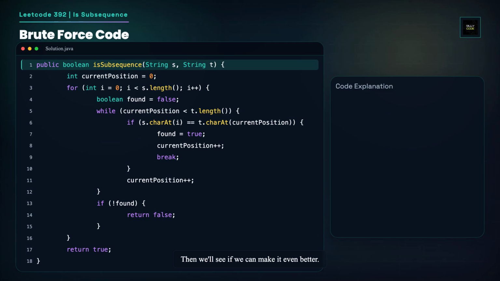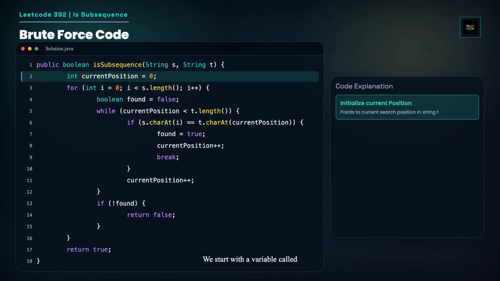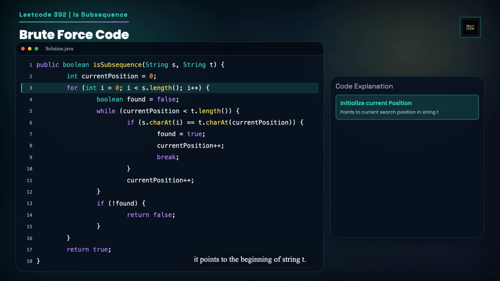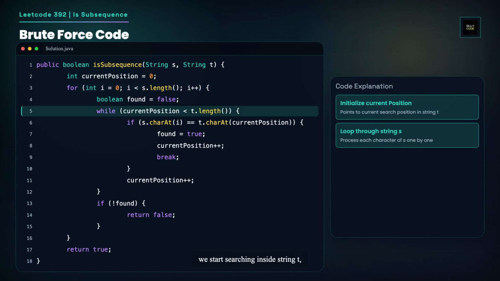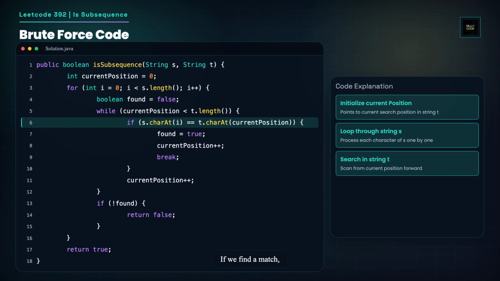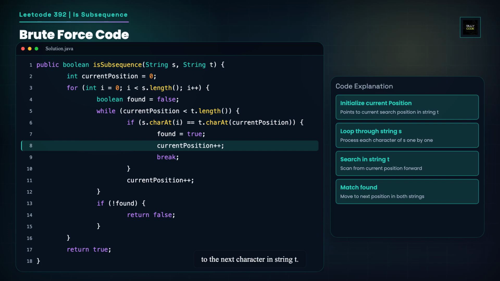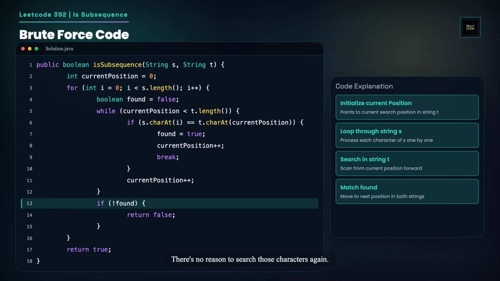Let's translate that idea into code. We start with a variable called current position. Initially, it points to the beginning of string T. Now we process every character of string S, one by one. For each character, we start searching inside string T, beginning from the current position. If we find a match, great. We update the current position to the next character in string T, because we've already matched everything before it. There's no reason to search those characters again. Now we move to the next character of string S.